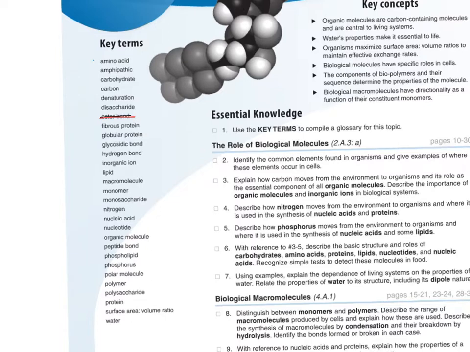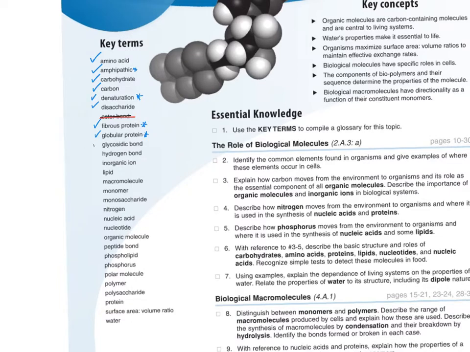Amino acid, for sure you should know what that means. Allopathic, you'll know after we discuss water. Carbohydrate, you should know. Carbon, you should know. Denaturation, you'll have to know when we're done. I'm going to put a little asterisk if we haven't covered it yet. Disaccharide, you should know. Fibrous protein, you should know. Globular protein, you're going to need to know.